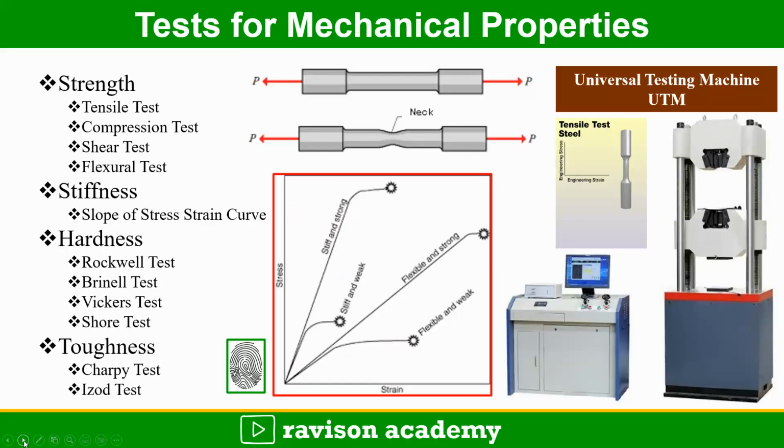So coming to the testing for getting the mechanical properties, there are main mechanical properties like strength, stiffness, hardness, and toughness. Strength can be measured with the help of tensile test, compression test, shear test, and flexural test. Stiffness can be measured with the help of the slope from the stress strain curve. For hardness, we have four tests, that is Rockwell test, Brinell hardness test, Vickers hardness test, and Shore hardness test. Toughness can be measured with the help of the universal testing machine using the stress strain curve, and also with the help of an impact test. There are two types of impact test, Izod impact test and Charpy test.